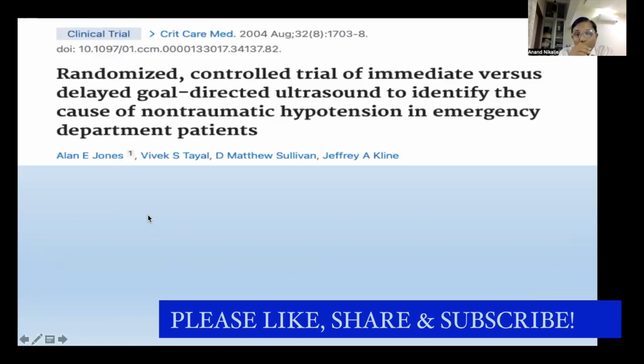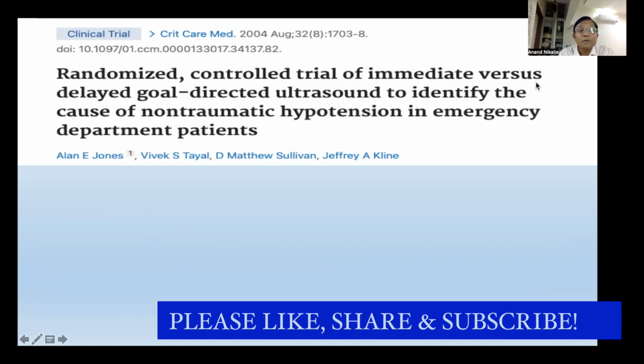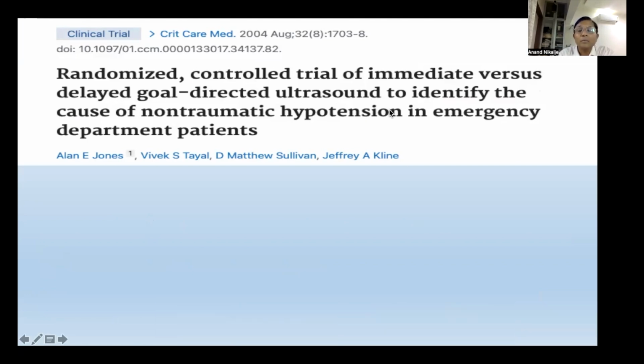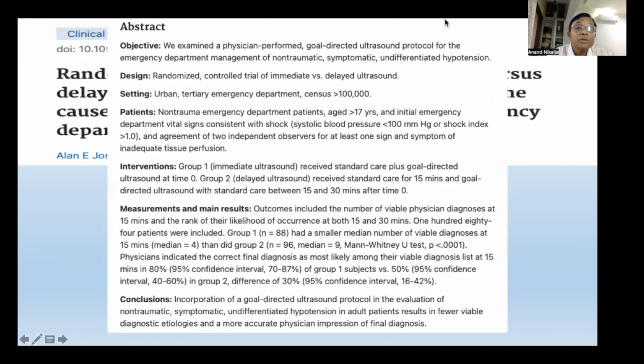This is another trial published in Critical Care Medicine, though it is a very old trial. I thought it is good to discuss with this audience. It is a randomized controlled trial of immediate versus delayed goal-directed ultrasound to identify the cause of non-traumatic hypotension in the emergency department. So they had goal-directed ultrasound and echo management either immediately or delayed in hypotensive patients.